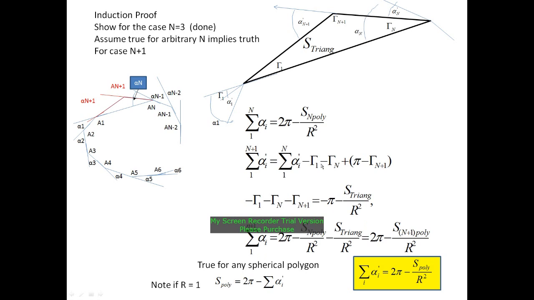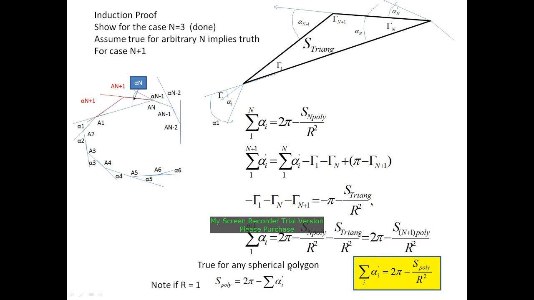So we replace minus gamma 1, gamma n plus 1, those angles, with this expression. So we end up getting 2 pi minus the area of the n polygon over r squared minus the area of the triangle over r squared, and that just equals 2 pi minus the area of the n plus 1 polygon divided by r squared.